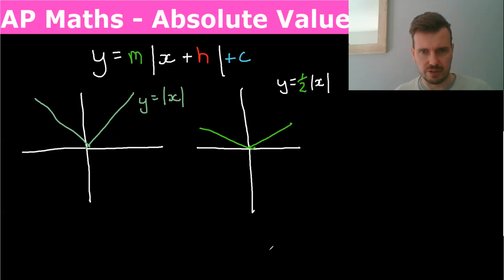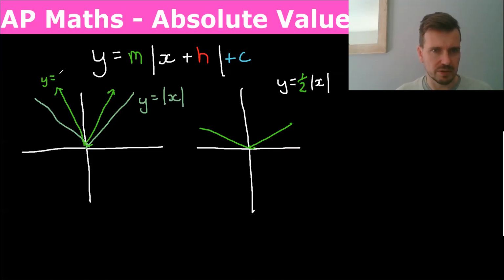So if, for example, this is y equals a half x, and if I put on this line, if it was something like this, this would be y equals 2x. So it's double the steepness. So then, if you halve the number that's in front of it, it would be half as steep.